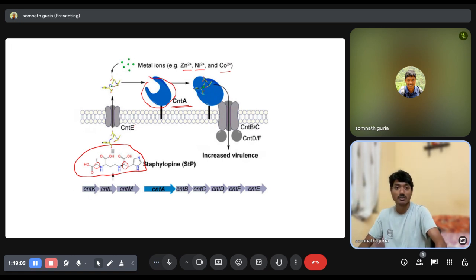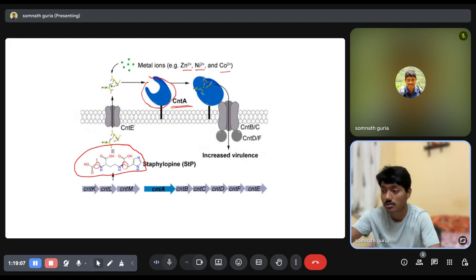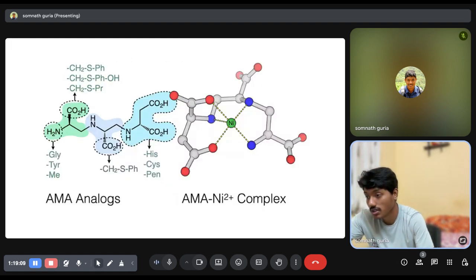Okay, so today what we discussed is this, and the same thing also applies for nickel. There is also a vancomycin kind of thing.